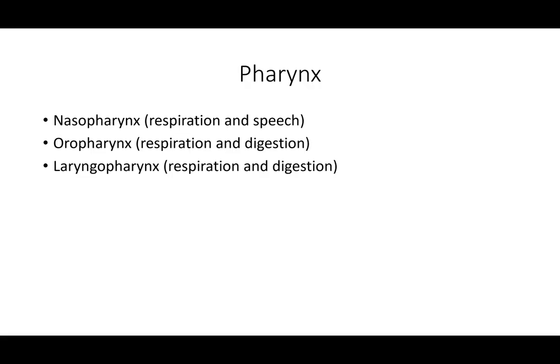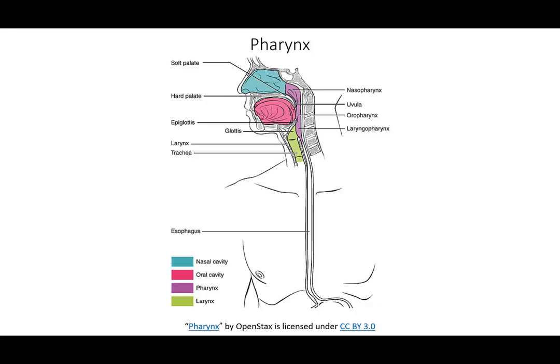All right, next up is the pharynx. We've gone over this already with the digestive system. We'll briefly cover it again with respiratory, but the nasopharynx is important for respiration and speech. The oropharynx is important for respiration and digestion, as is the laryngopharynx further down.